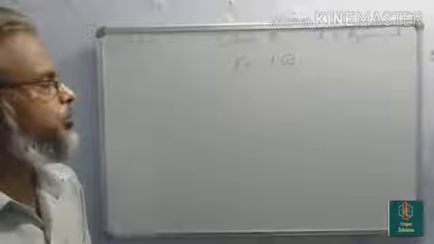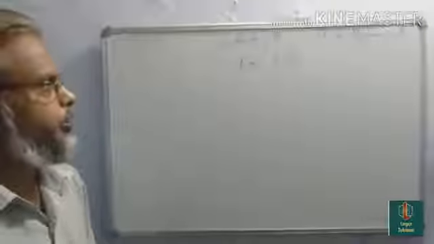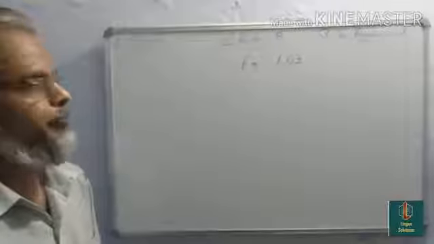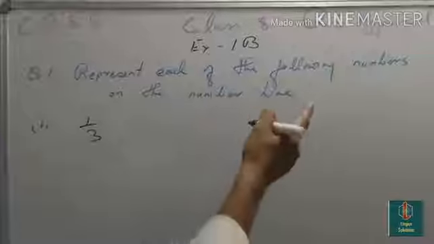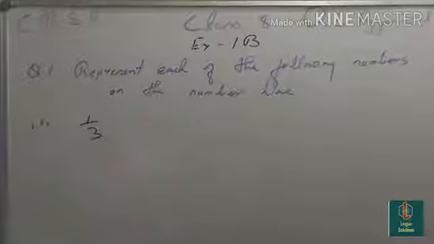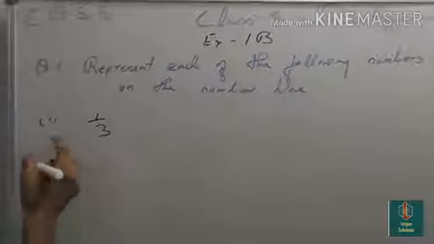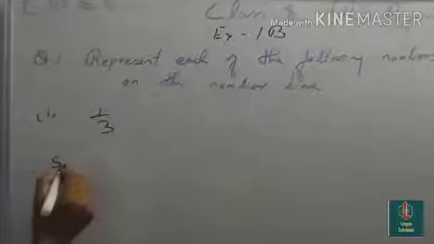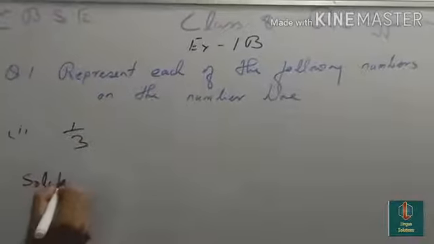Now in this video we will solve exercise 1b. Represent each of the following numbers on the number line. First number is 1 by 3. Now here is the solution.